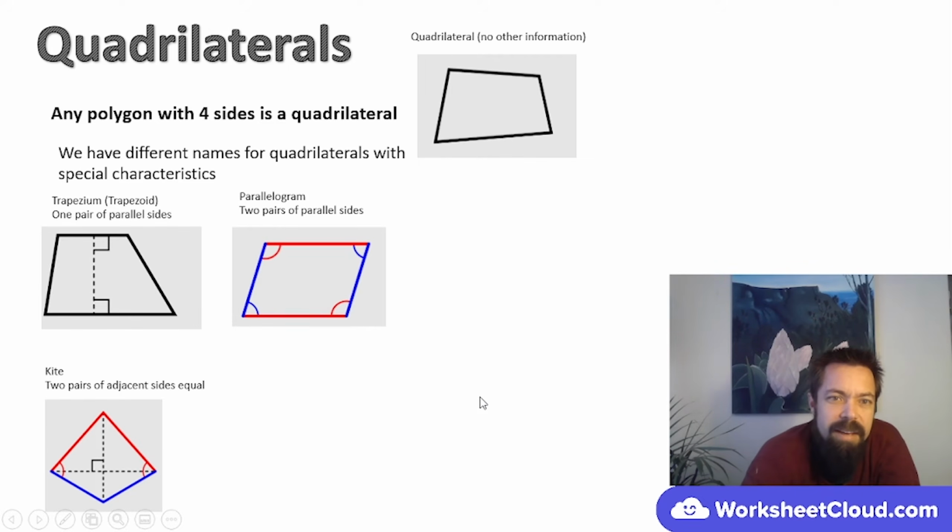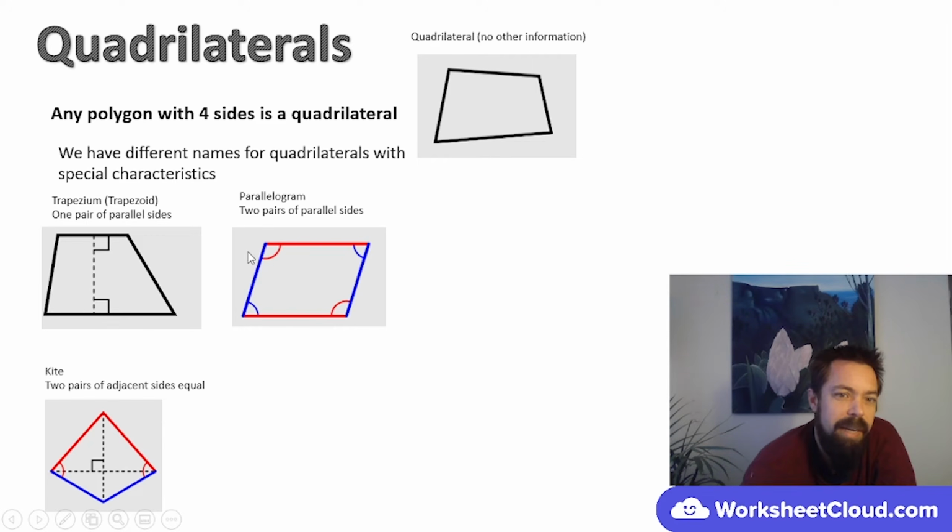Next up, we have a parallelogram. Parallelogram. If you ever get stuck trying to spell parallel, just remember that the two L's are parallel. So sometimes people try and spell it with two R's instead of two L's. I remember there's two L's because they are like the parallel lines. So this has two pairs, or two sets. So 2 and 2 is 4. So the red two are parallel and the blue two are parallel.